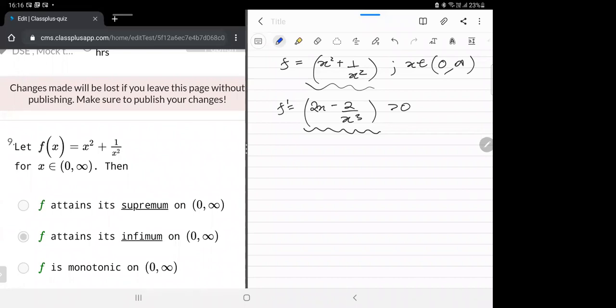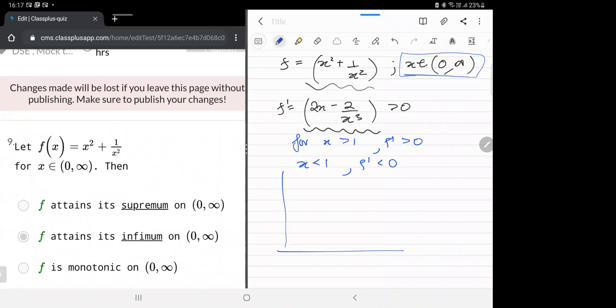Sir, in the negative region, that is after minus 1. I just said that x has to be positive only. So 1 to infinity. So f prime is positive for x greater than 1, and by similar logic, for x less than 1, f prime is negative. So this function is decreasing till 1.